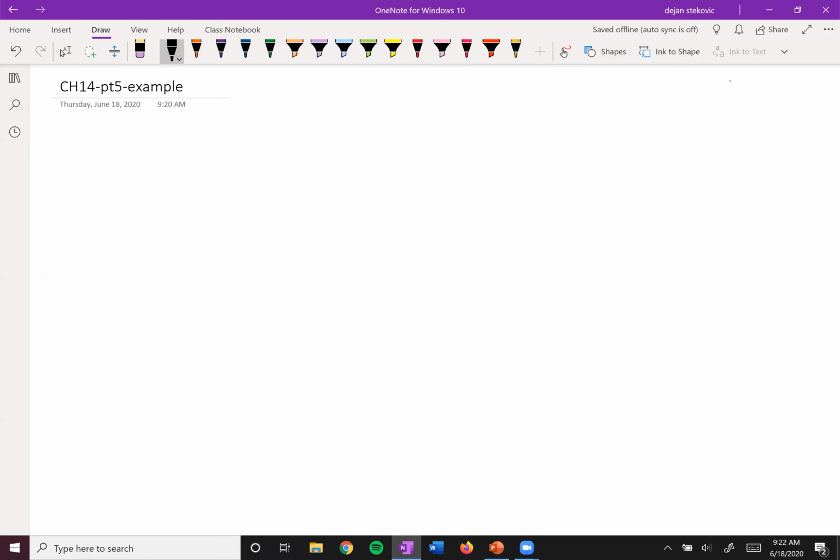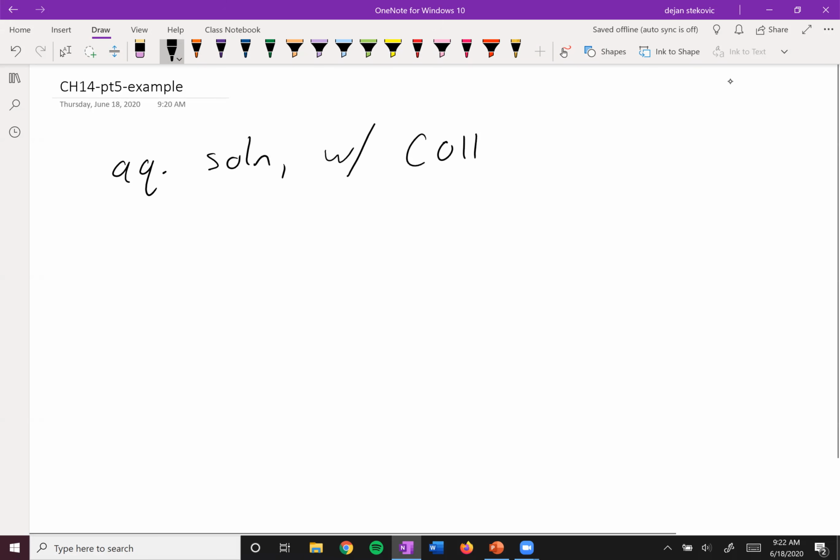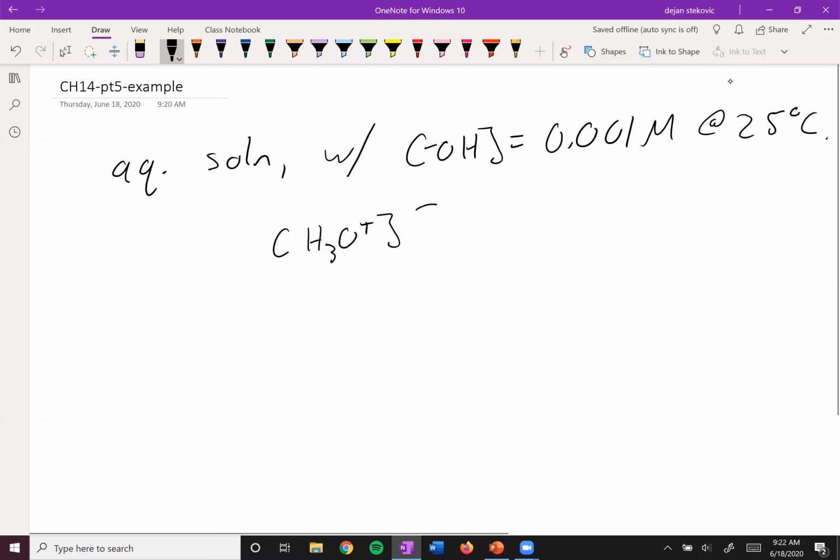All right, so let's take a look at an example that you might see on a homework or something. So you have an aqueous solution, and you're told that the concentration of hydroxide is equal to 0.001 molar at 25 degrees Celsius. And the question is asking, what's the concentration of H3O plus or H plus then?